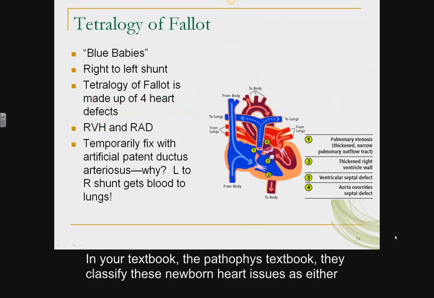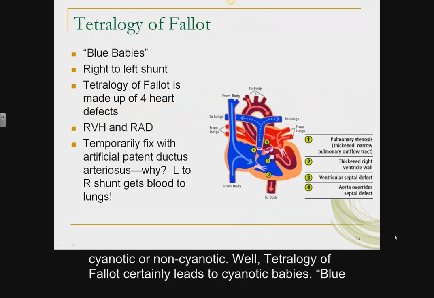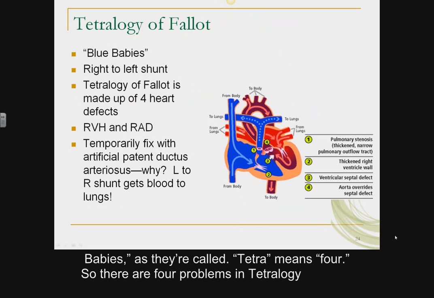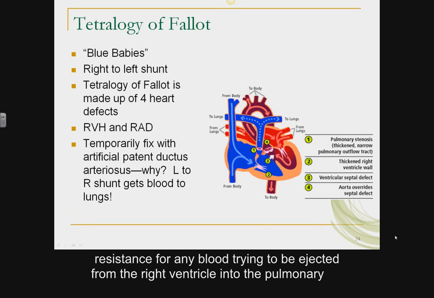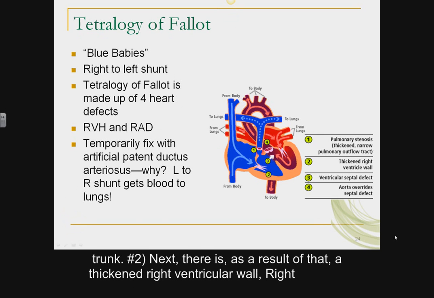In your textbook, they classify these newborn heart issues as either cyanotic or non-cyanotic. Well, tetralogy of Fallot certainly leads to cyanotic babies, blue babies as they're called. Now, tetra means 4, so there are 4 problems in tetralogy of Fallot. Number 1, there is pulmonary valve stenosis. This means there's going to be high resistance for any blood trying to be ejected from the right ventricle into the pulmonary trunk.